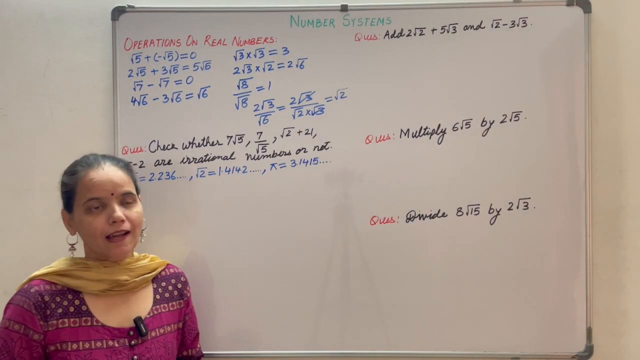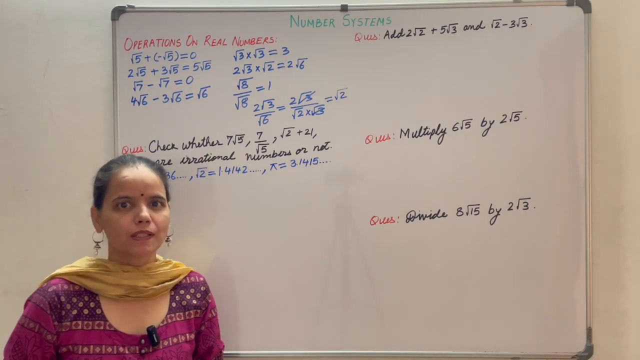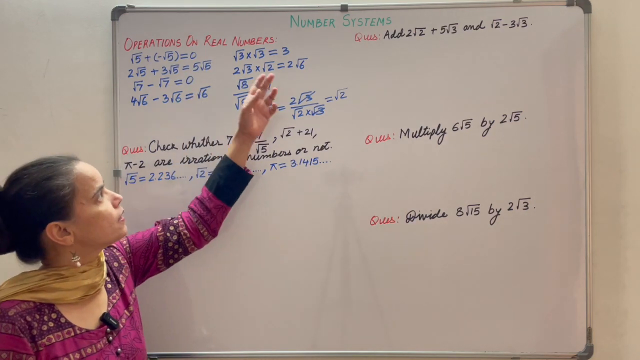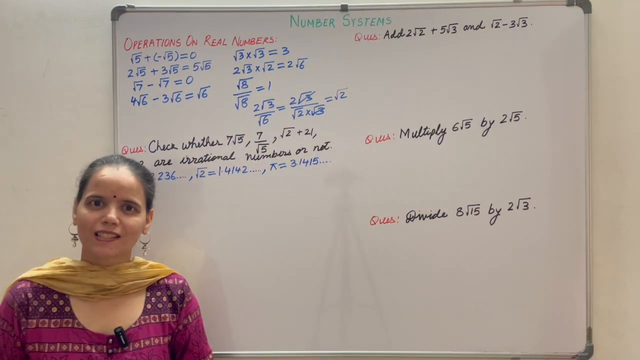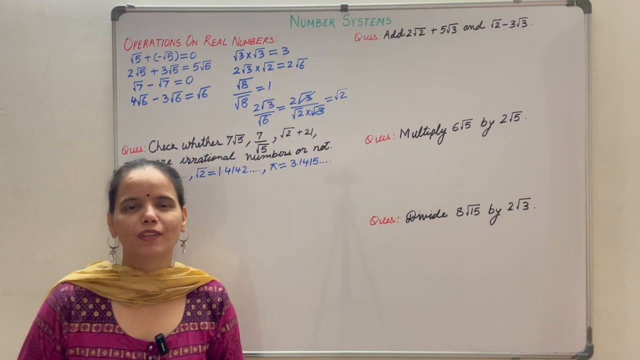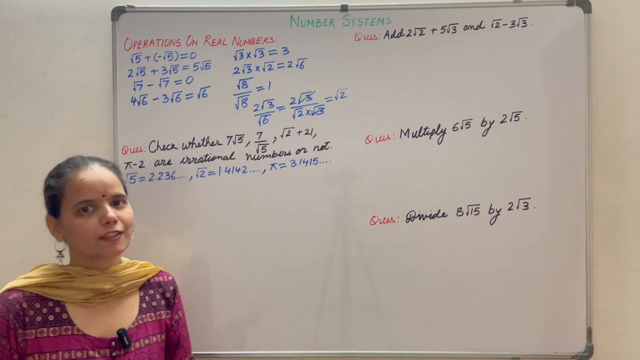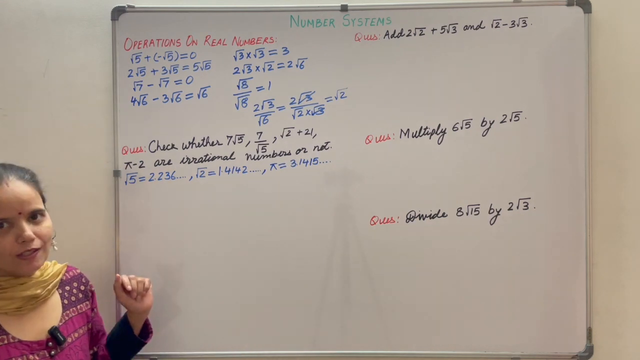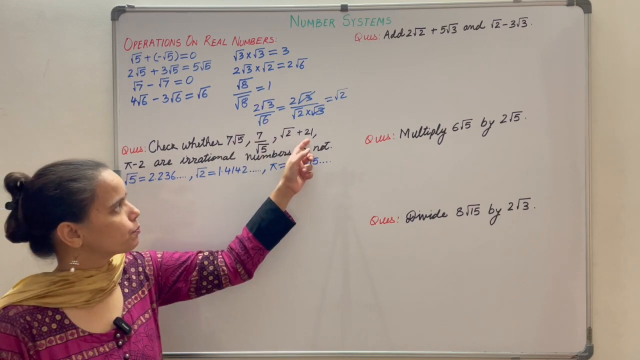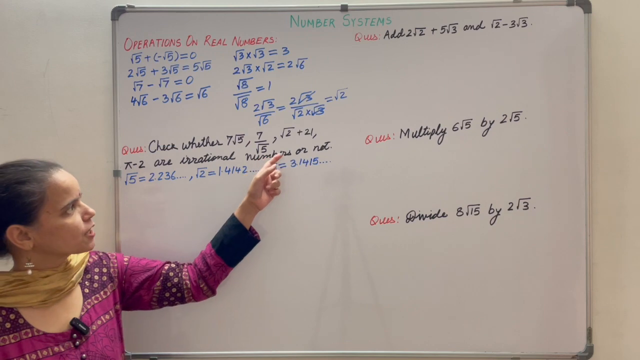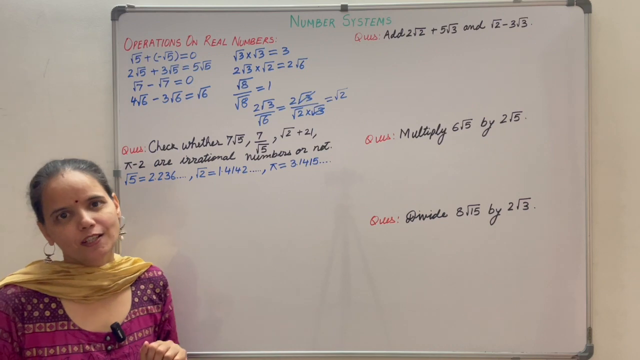So you must have noticed that whenever we are adding, subtracting, multiplying or dividing any two irrational numbers, sometimes we are getting a rational number and sometimes we are getting an irrational number. Let us now discuss what happens in that case whenever we add, subtract, multiply or divide a rational number with an irrational number. We are going to understand this with the help of this question. Check whether 7 root 5, 7 upon root 5, root 2 plus 21, pi minus 2 are irrational numbers or not.